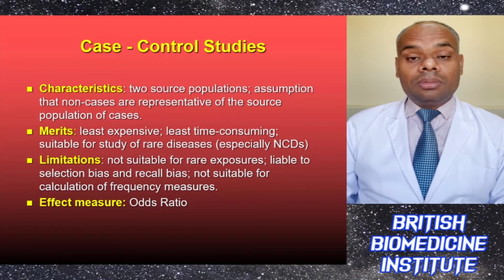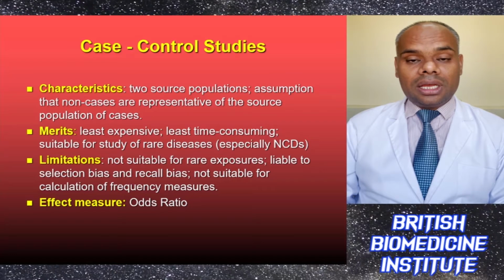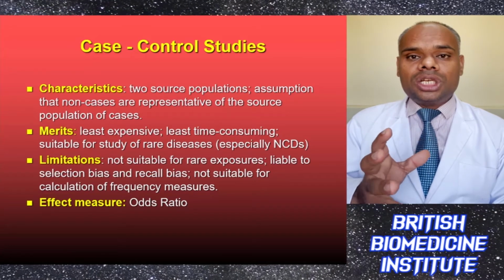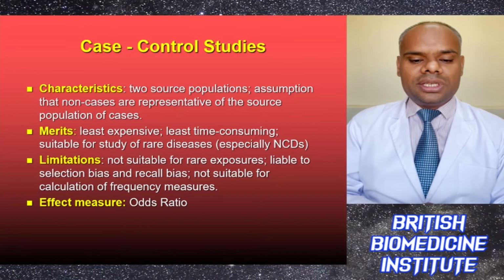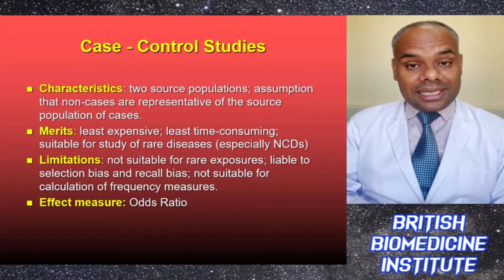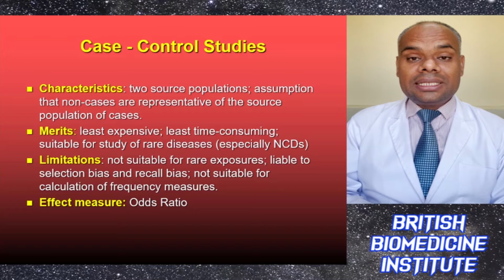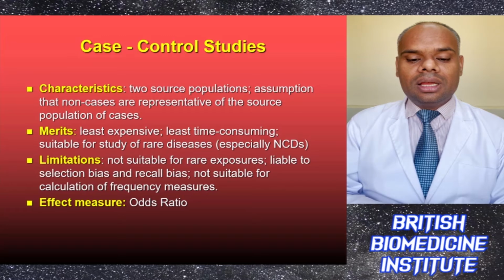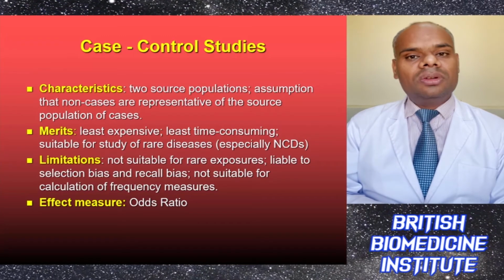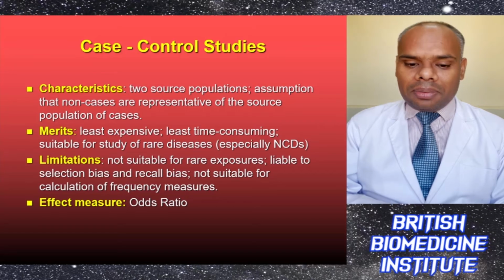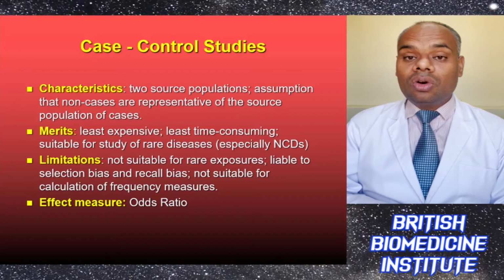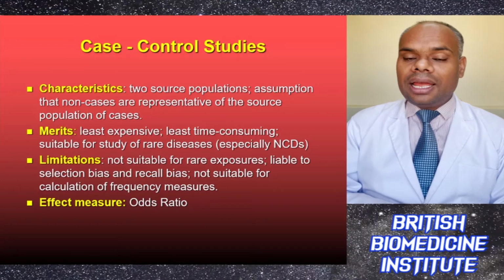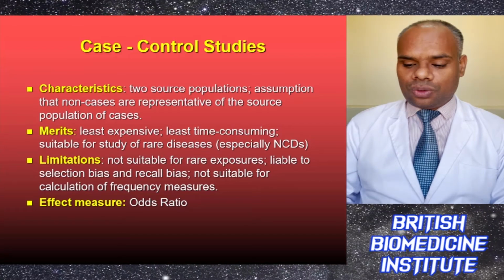So case control studies, the main characteristics are: it involves two source populations, with the assumption that controls are representative of the source population of the cases. Merits: least expensive, least time consuming, suitable to study rare disease. Limitations are: not suitable for rare exposures, liable to selection bias or recall bias, and not suitable for calculation of frequency measures. And the effective measure is odds ratio.